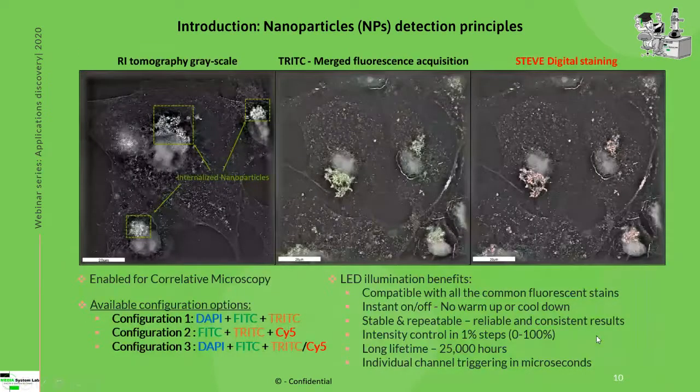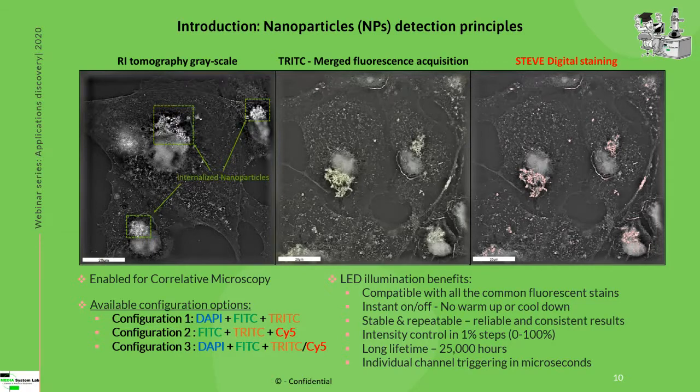Here, just the last technical feature before we go for application. In this case, you have some examples of field of view. On the left, you have the typical refractive index in holotomography. So you have your cells with some internalized nanoparticles, in this case gold. And this one is the typical grayscale result that you can have. But as you can see on the right, you can have other averages.